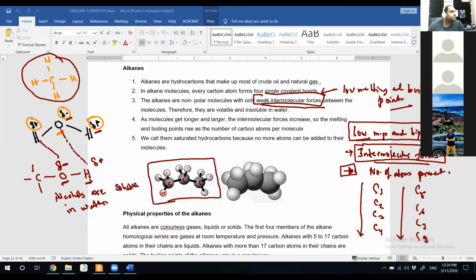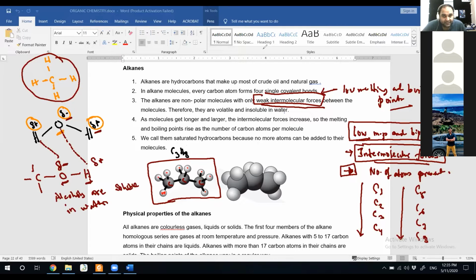So now the question is, how many carbons are here? 3. And how many hydrogens? 8. So this is C3H8. What is the name of this compound? Propane. Very good.